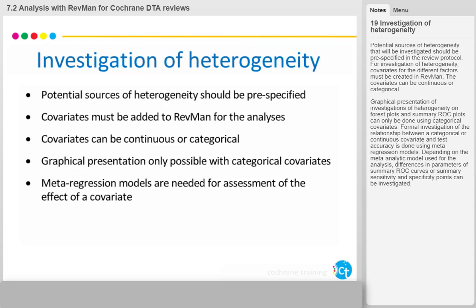Formal investigation of the relationship between a categorical or continuous covariate and test accuracy is done using meta-regression models. Depending on the meta-analytic model used for the analysis, differences in parameters of Summary ROC curves or summary sensitivity and specificity points can be investigated.